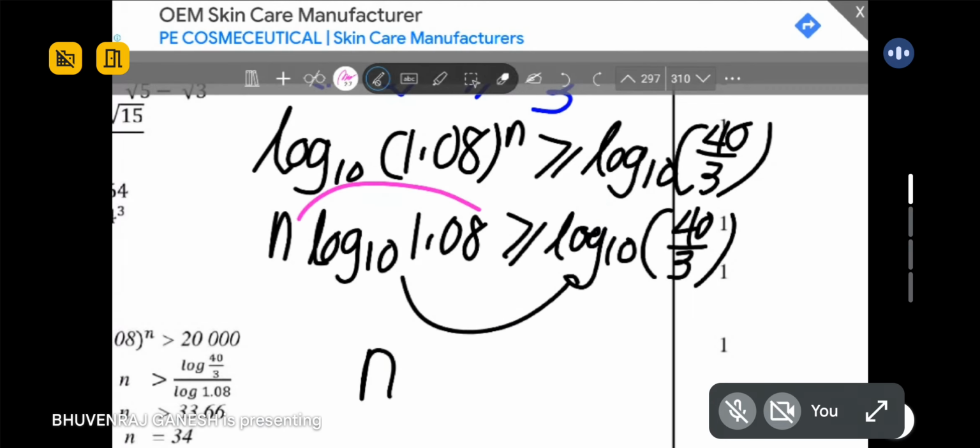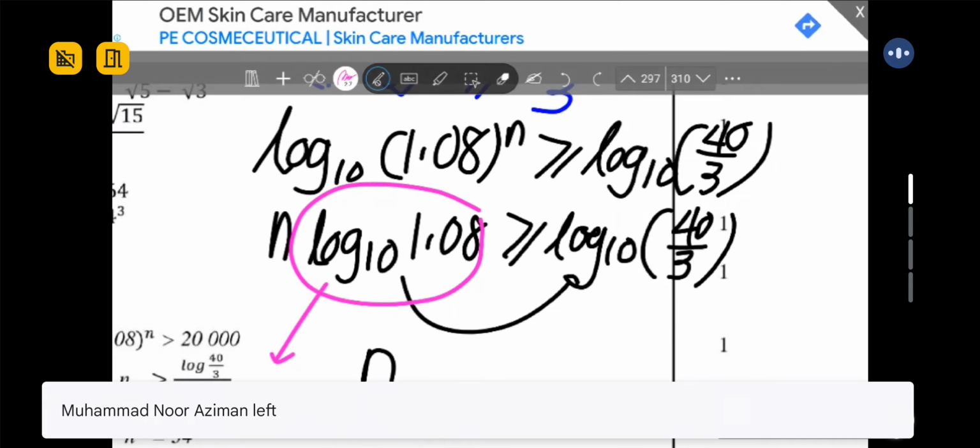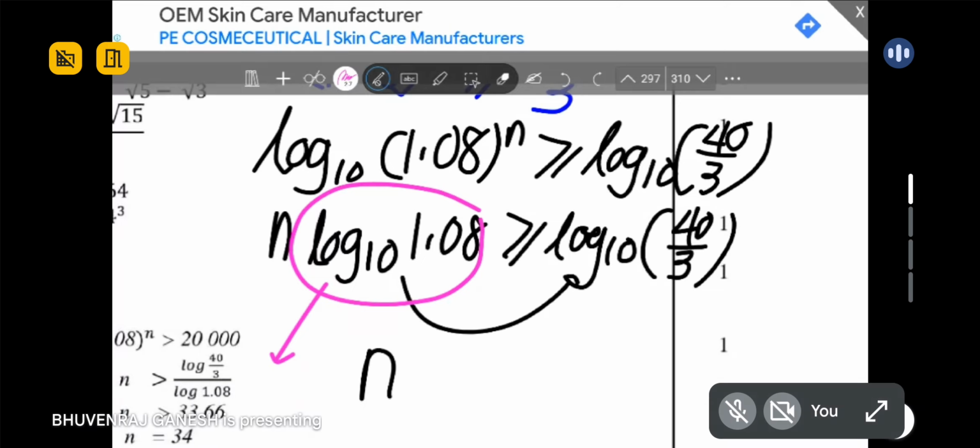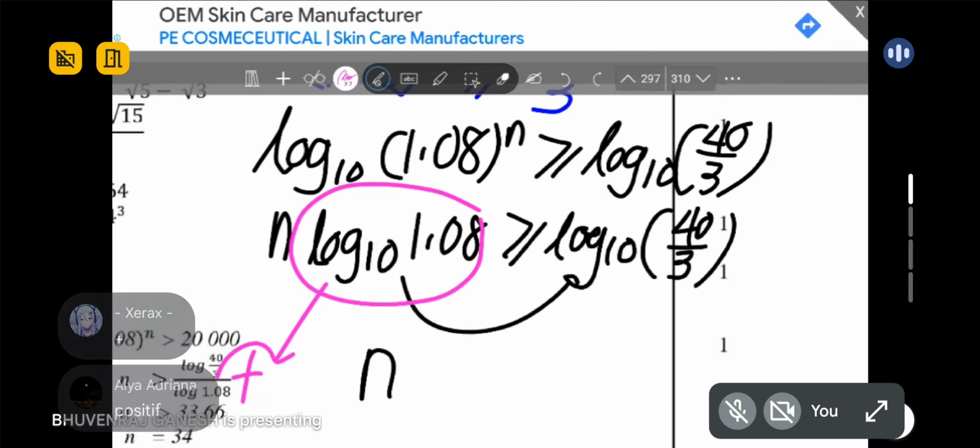Hati-hati kat sini. Guys, you must always remember, check the value of your log first. Tekan calculator. Is it positive or negative, guys? This value? May I know? Try to press your calculator. Cuba tekan. Is it positive or negative? Log 10, 1.08. Yes, it's a positive answer, guys.